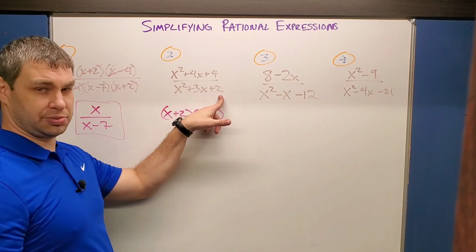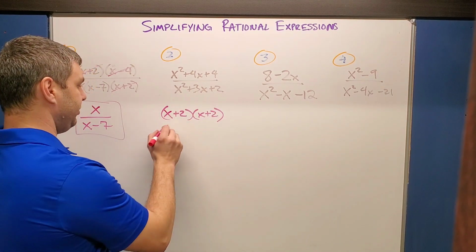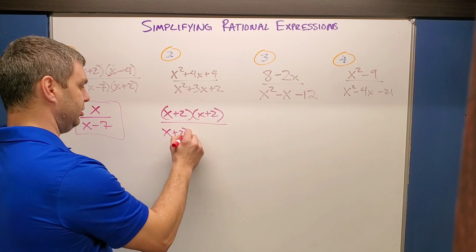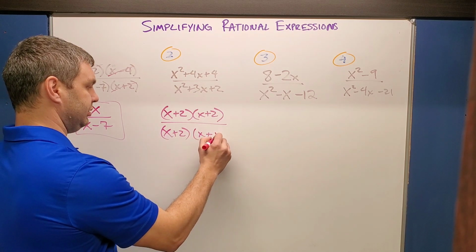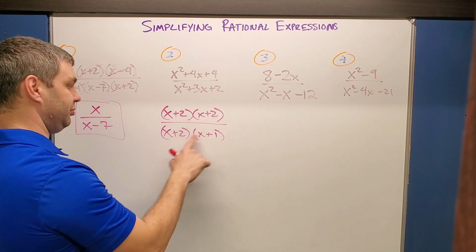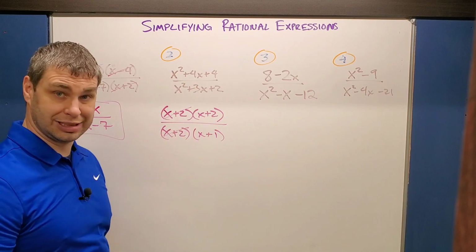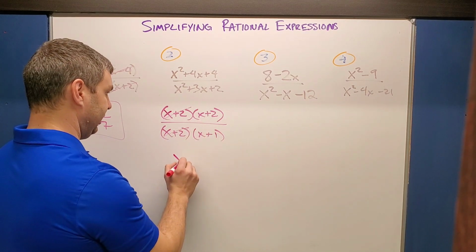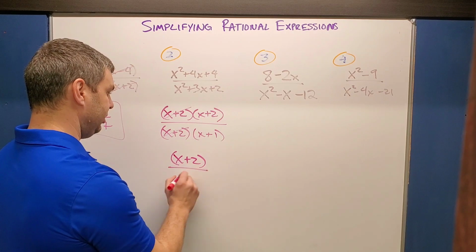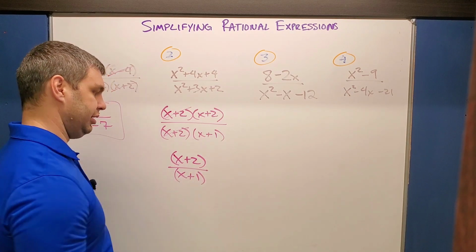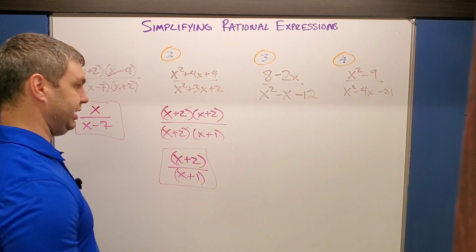And on the bottom, two numbers that multiply to be 2 and add to be 3. I'm going to have an x plus 2 and an x plus 1. 1 times 2 is 2, 1 plus 2 is 3. And so this one you can clearly see that the x plus 2's would cancel, and that would leave me with x plus 2 on top over x plus 1 on the bottom. All right, now circle that as my answer there.